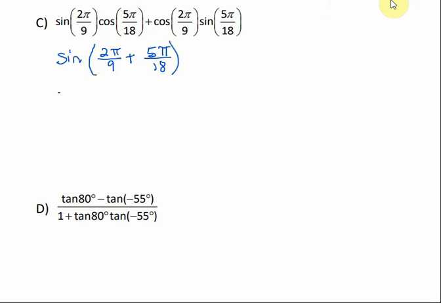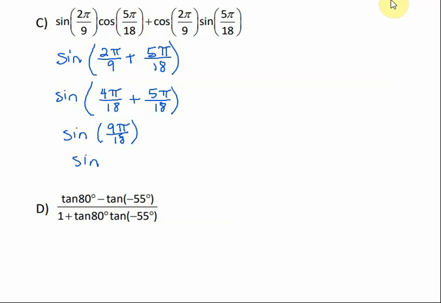Well, of course, I need a common denominator. So my least common denominator is 18. That means I need to multiply the 2 pi over 9, both the numerator and the denominator, times 2. So I would get 4 pi over 18 plus 5 pi over 18, which would give me 9 pi over 18. And that just reduces to pi over 2. All right, and we know that sine of pi over 2 is 1.